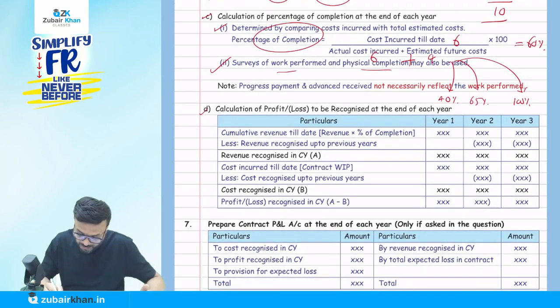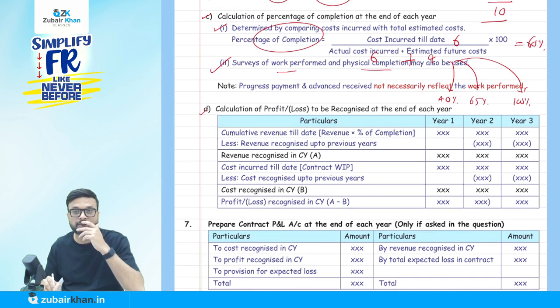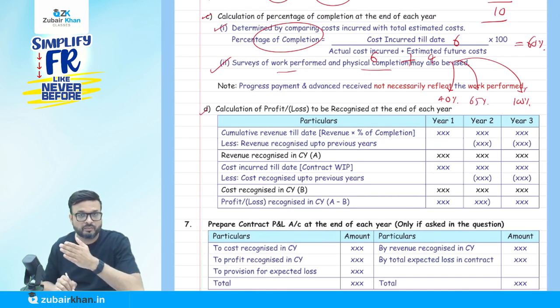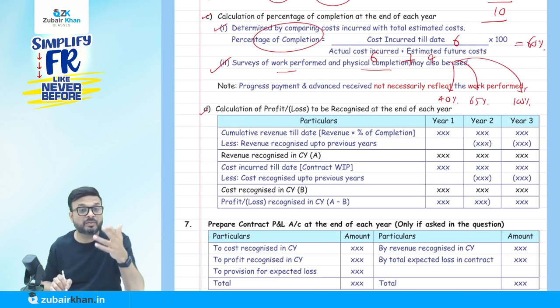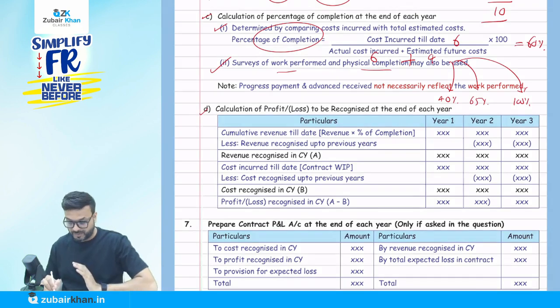Year one. Cumulative revenue till date means whatever is the total amount of revenue, we just have to multiply by the percentage of completion. In my case, it is 40%. So I will multiply the total expected revenue by 40%. As this is the first year, there is no need to deduct revenue previously recognized, because we have not recognized any amount of revenue previously.